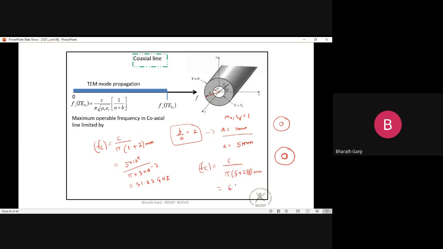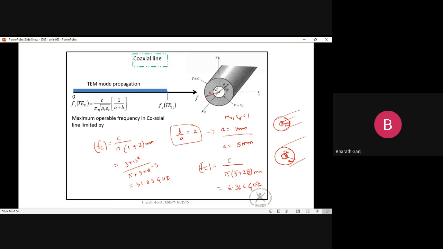So that will be 6.366 gigahertz. Okay. So you can see that as I go to larger and larger, say for example, the b by a ratio is maintained as 2. So this is 1 mm and this is 2 mm, whereas this is 5 mm and this is 10 mm. So it's a larger coaxial cable compared to this one, right? This one is a larger one.